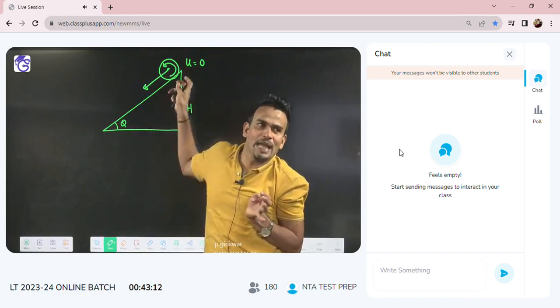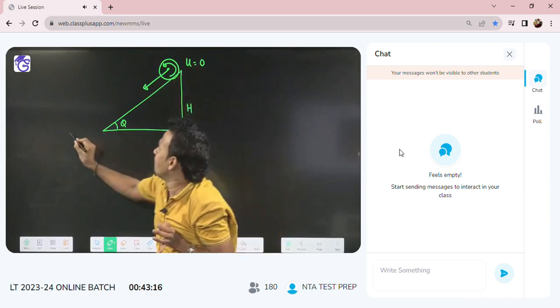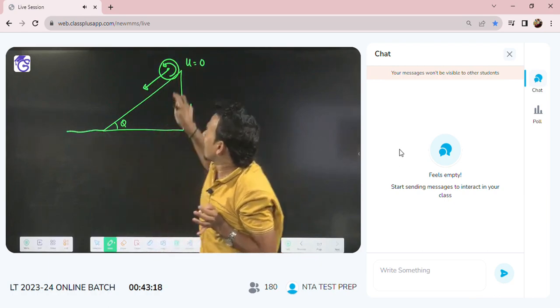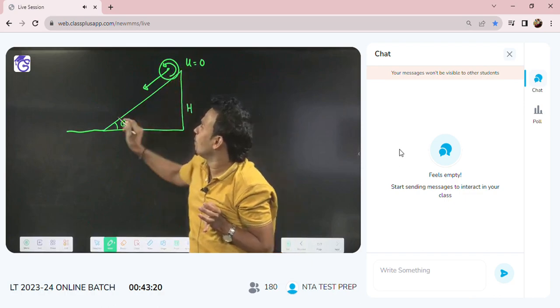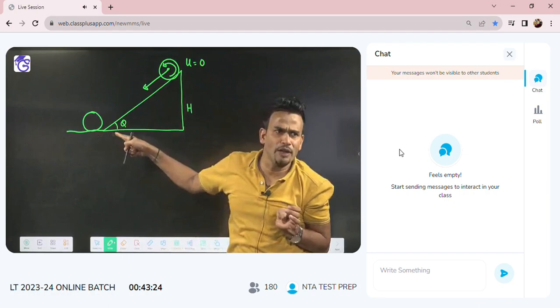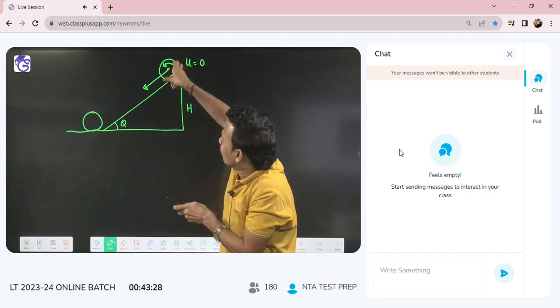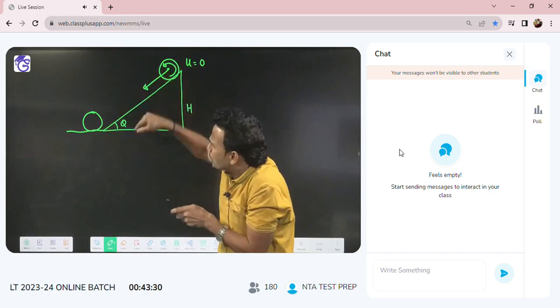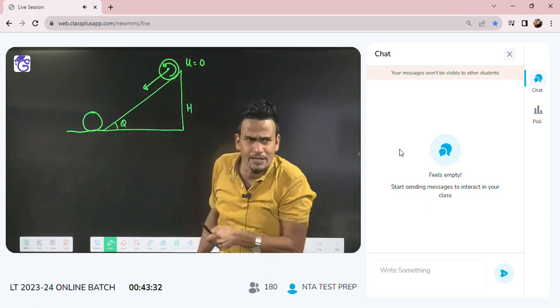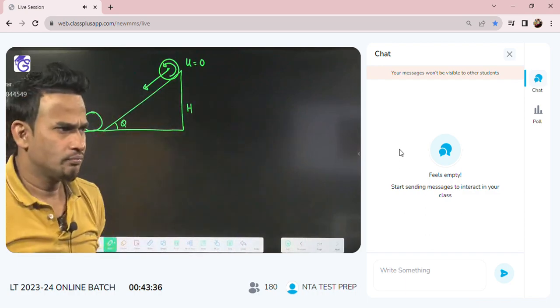At the same time the body will translate and also rotate, and then the body will come to the bottom. You tell me, here the velocity of the body is 0. Does the velocity of the body also have to be 0 here? At the top the velocity was 0. I have released it from rest. The body will roll down the inclined plane. At the bottom, will the velocity also be 0?